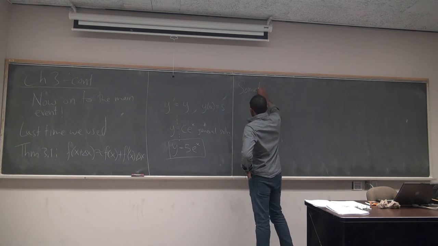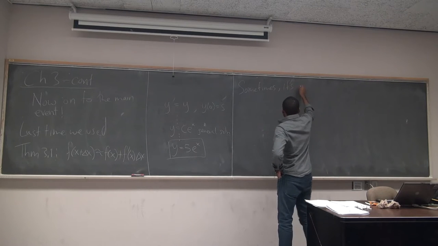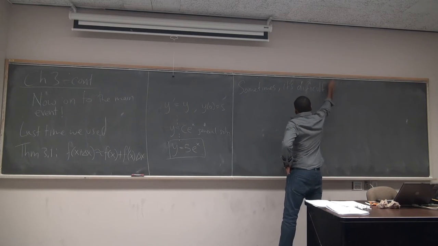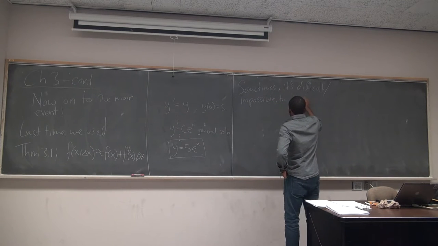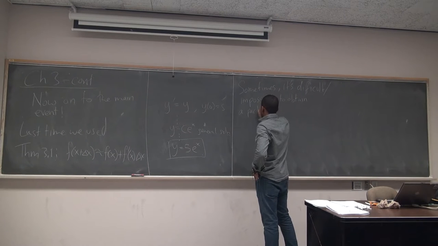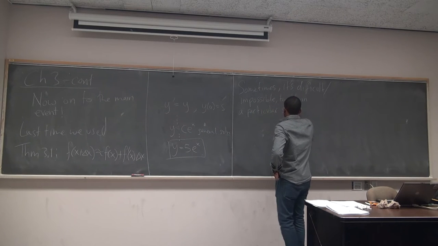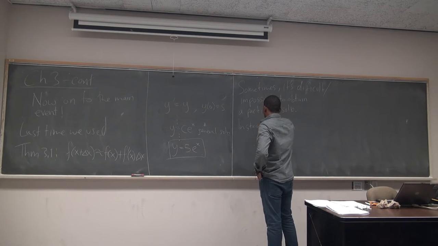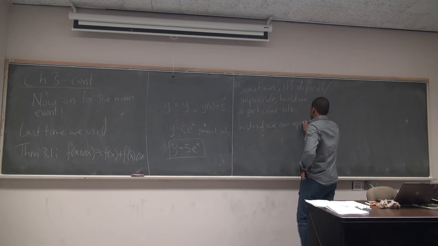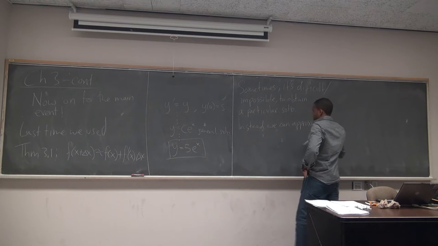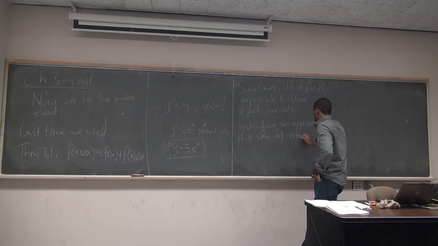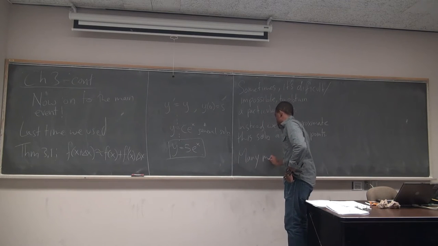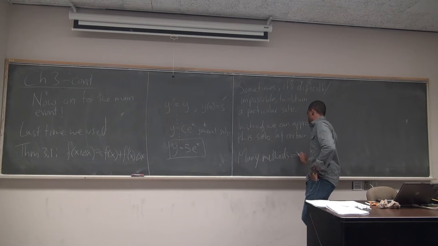So sometimes it's difficult or impossible to obtain a particular solution. Instead, we can approximate this solution at certain points. There are many methods to do this. We'll do two of them.